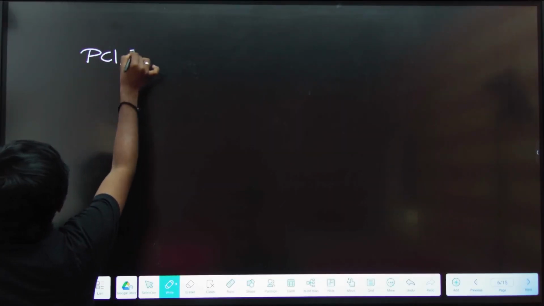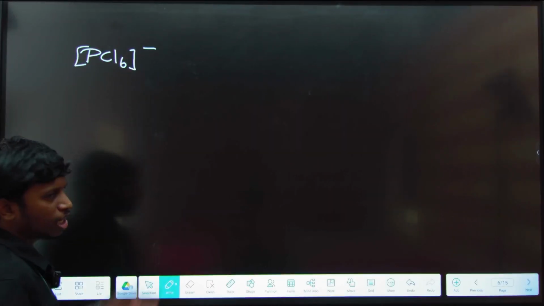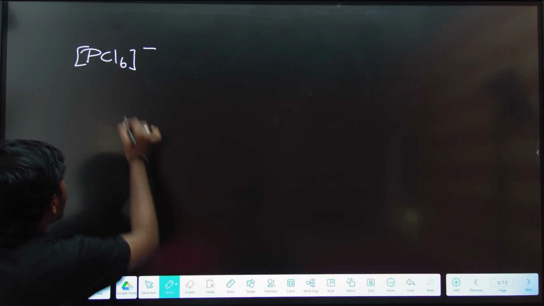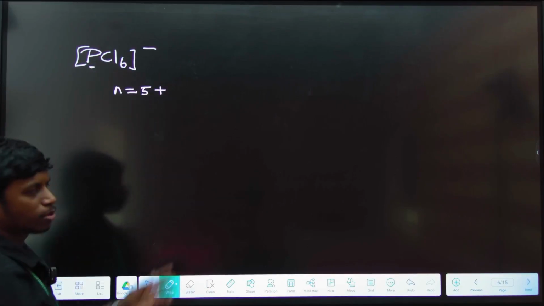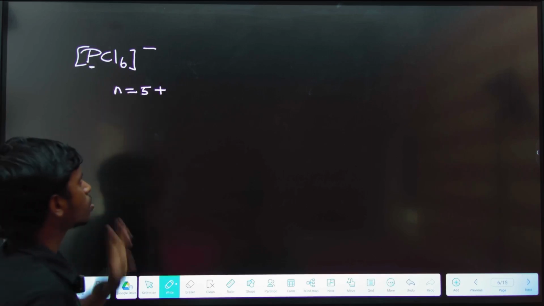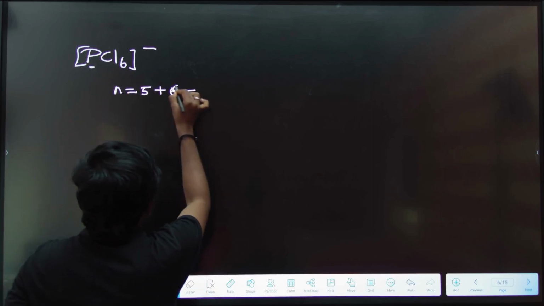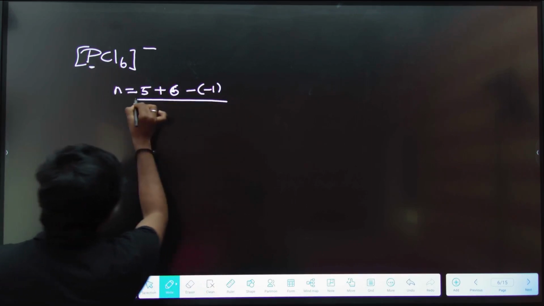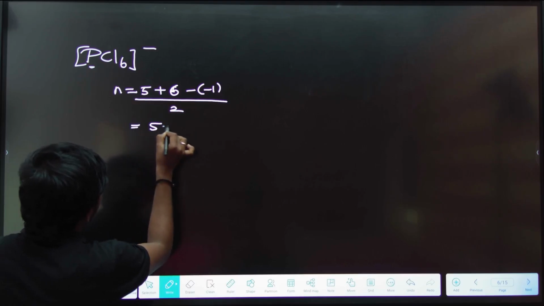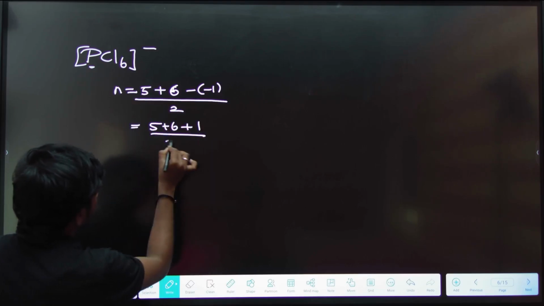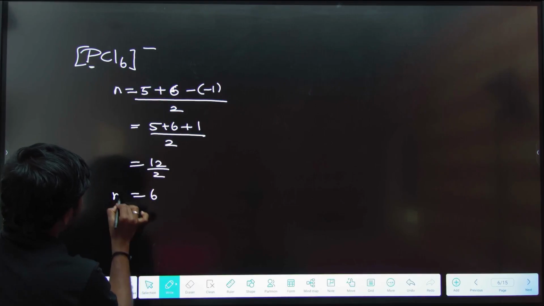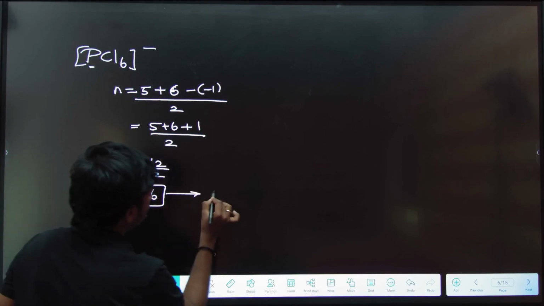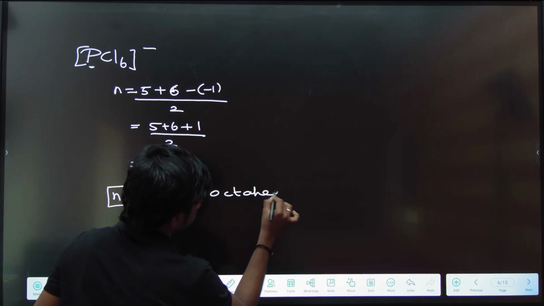How do we solve PCl6 minus? Similarly, we have to find the n value. n value is the valency. First, the valency of phosphorus is 5. Number of single bonds: 6 chlorines are attached, so single bonds are 6. Minus charge, minus into minus 1, divided by 2. So 5 plus 6 plus 1 divided by 2, that is 12 by 2. You can get 6. So n value is 6, which means it is octahedral in shape.